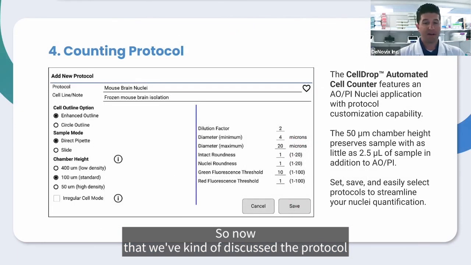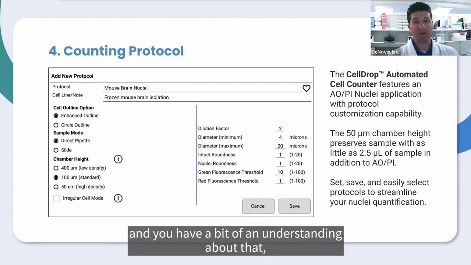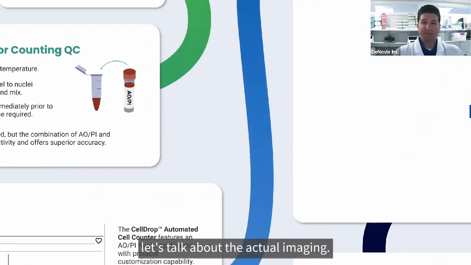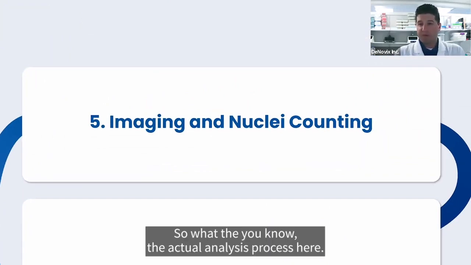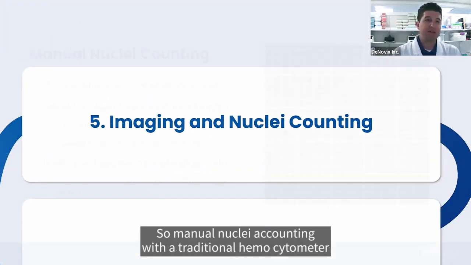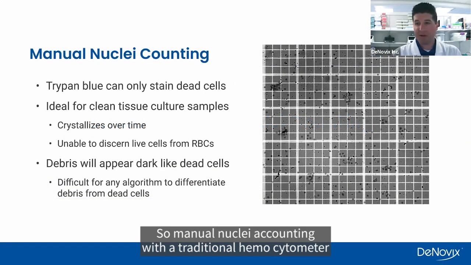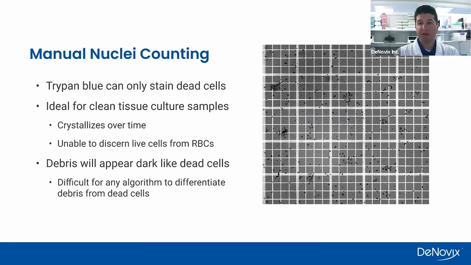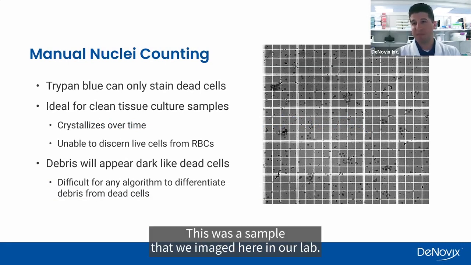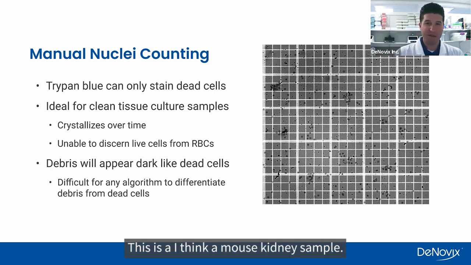So now that we've discussed the protocol and you have a bit of an understanding about that, let's talk about the actual imaging, the actual analysis process here. So manual nuclei counting with a traditional hemocytometer would look something like this. This was a sample that we imaged here in our lab. This is, I think, a mouse kidney sample.